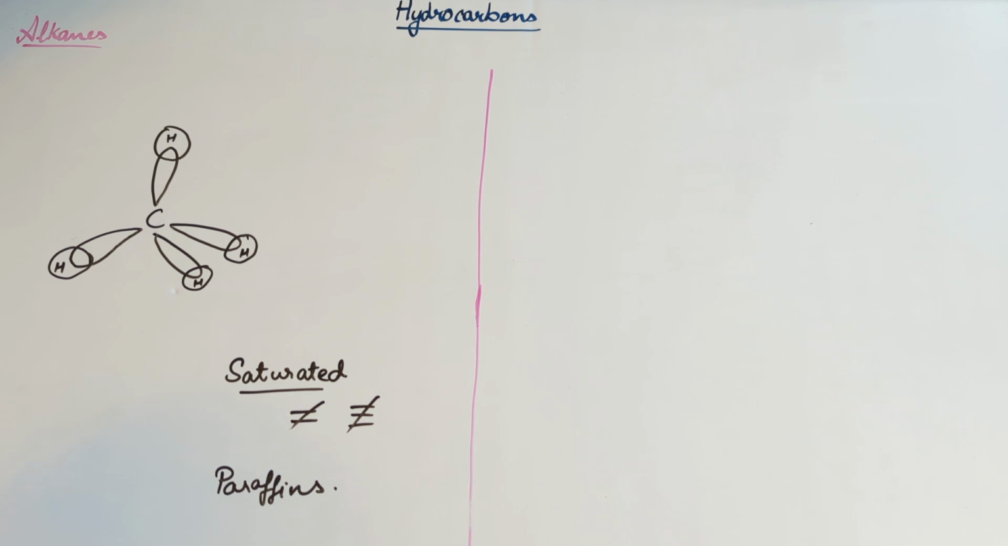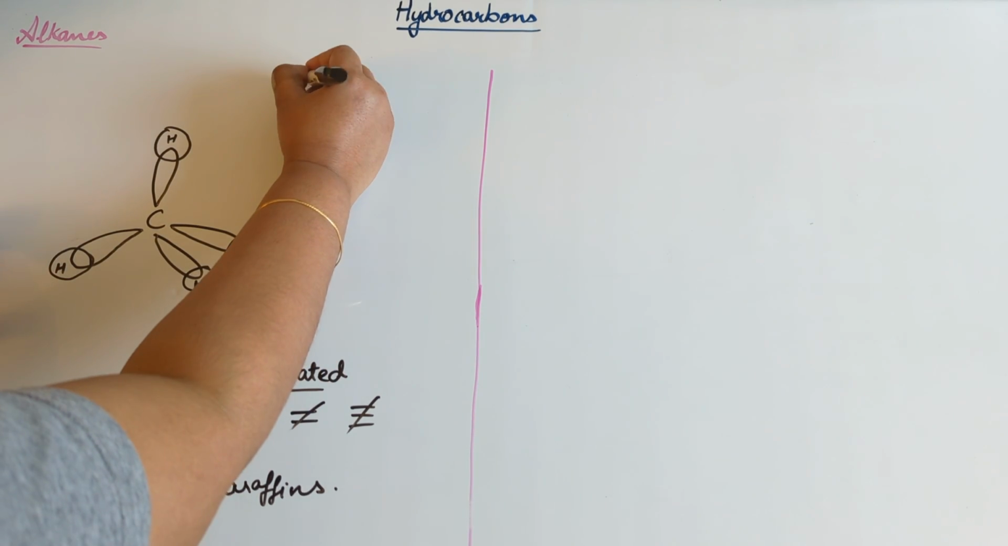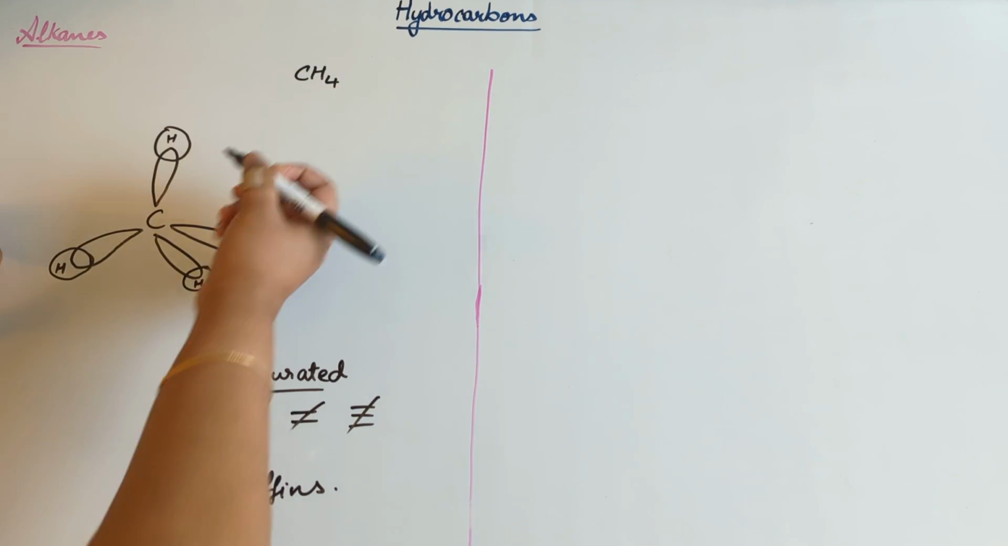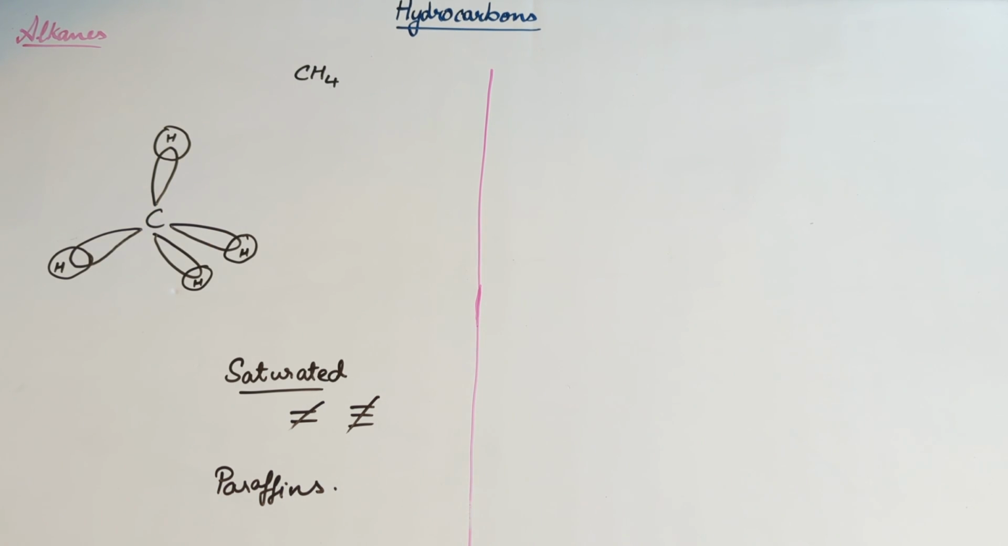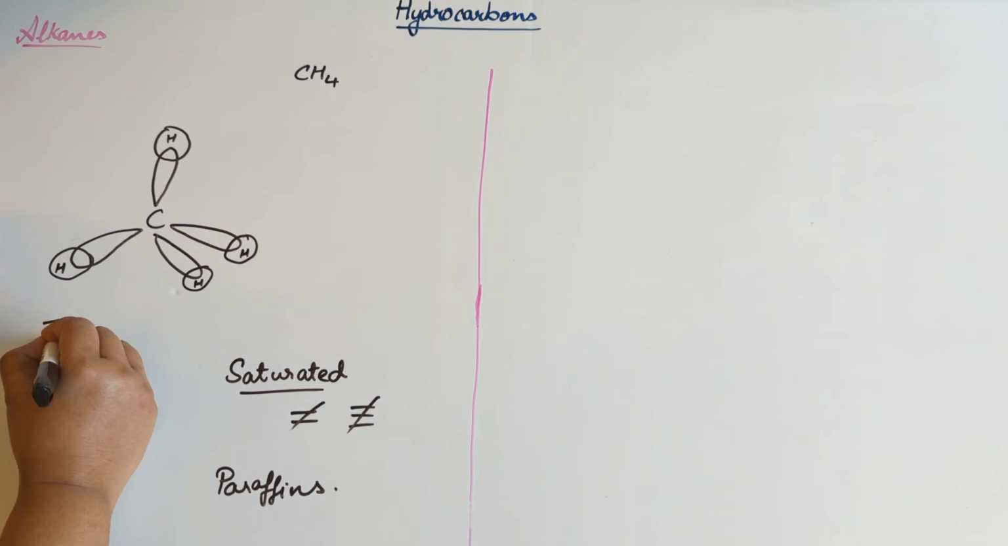Now, methane is the first member of alkanes, and its molecular formula is CH4. It is a gas which is found in coal mines and at marshy places. This is the structure of methane. It's a tetrahedral structure.